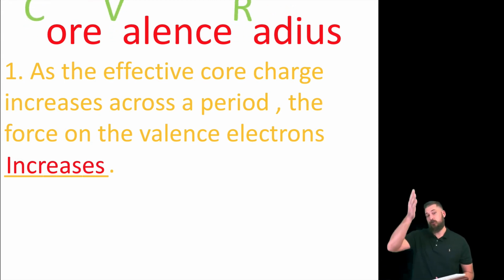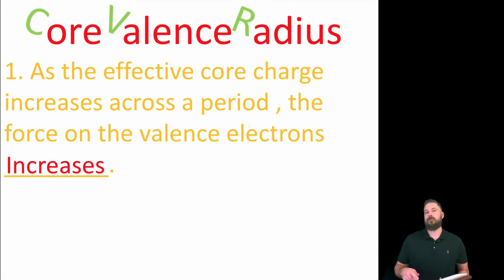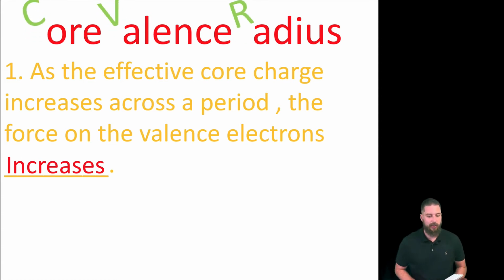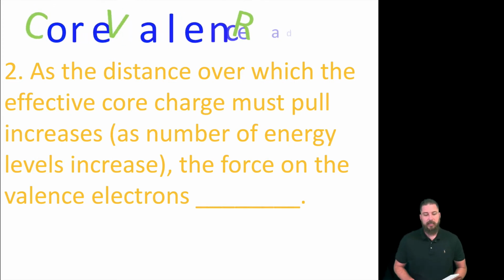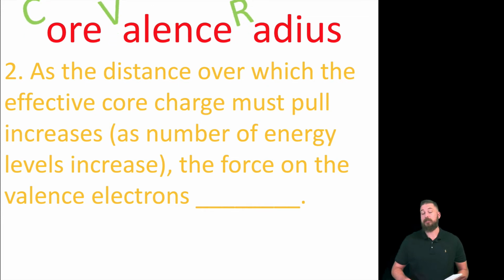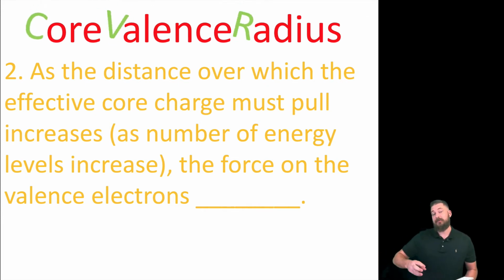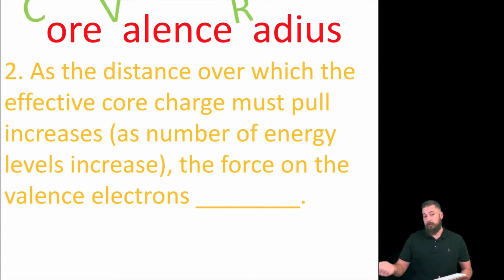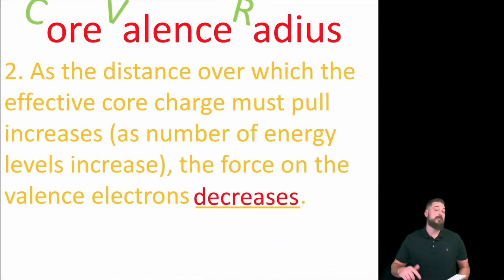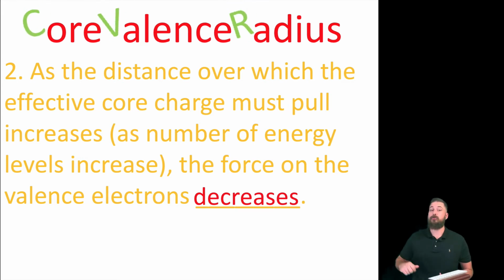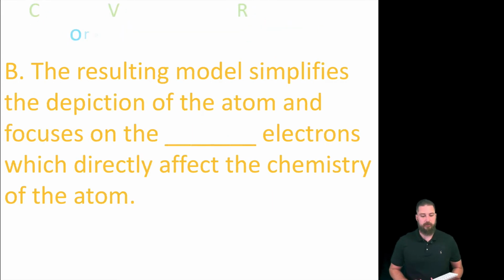Now, what I'll say is as you go down the periodic table, that force of attraction decreases, and we'll see why that is in a little bit. And as the distance over which the effective core charge must pull increases, again, that's as you add energy levels, you're increasing the distance that the effective nuclear charge has to act on that electron. The force on those valence electrons decreases as well. So as you add more energy levels, the force of attraction to that valence electron decreases.